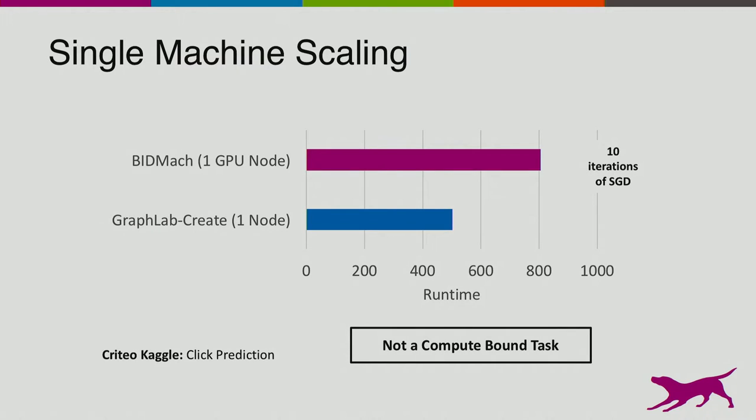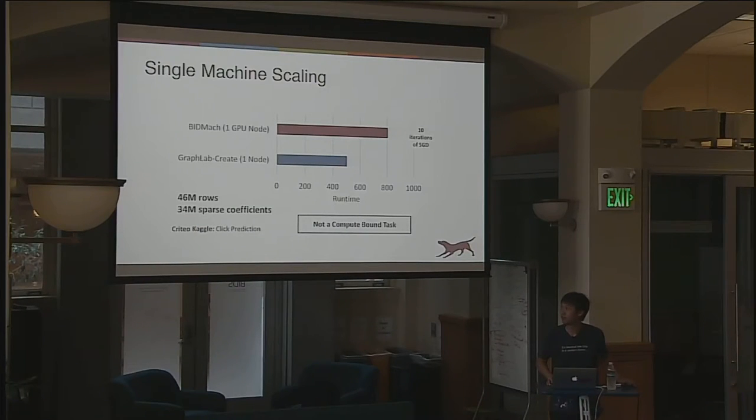For a machine learning task on a single machine, we actually perform better than one of the Berkeley projects, BIDMach. They use the GPU node. For this Kaggle competition for ads click-through rate prediction on the Criteo data set with 46 million rows and 34 million sparse coefficients, BIDMach runs 10 iterations of SGD in 800 seconds, whereas we run 10 iterations of LBFGS, which is more expensive than SGD, in only about 500 seconds.